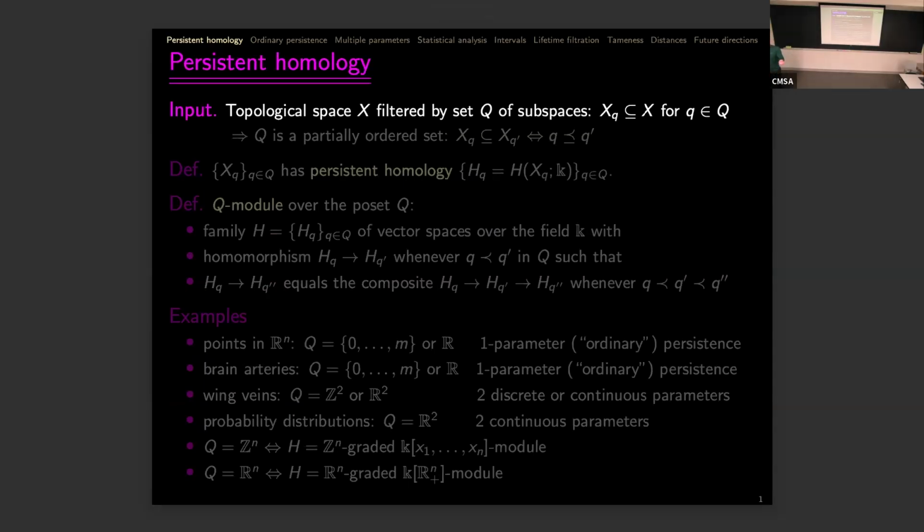Okay, so you're going to see this slide for a long time. It's going to bounce from this slide to lots of examples, but the input in persistent homology is a topological space that is filtered by a set of subspaces. I'll give you examples very shortly, but since you have a fixed topological space, any set of subspaces is partially ordered by inclusion. That's because they're just subsets of a fixed set. Any subsets of a fixed set is partially ordered by inclusion. So whenever you have containment this way, you just say that Q is less than Q prime. Q is the set indexing this set of subspaces.